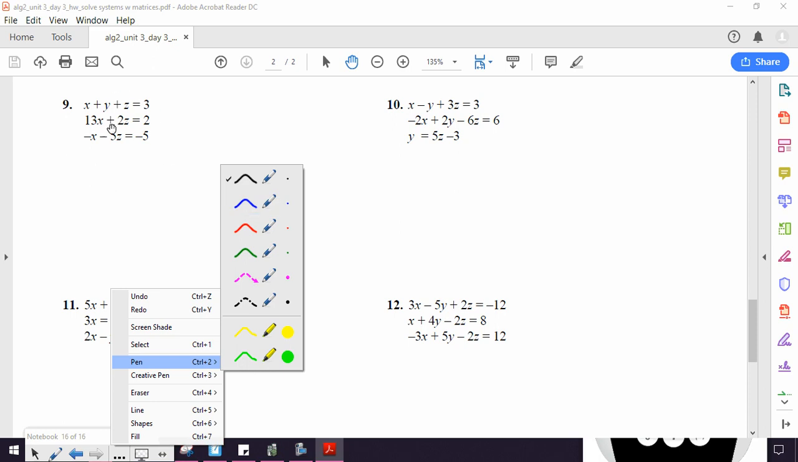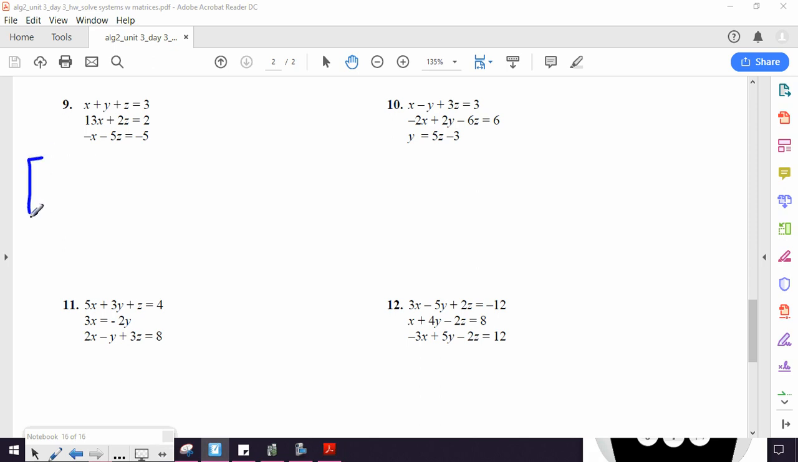The second equation is also written in standard form, but if you notice, y is missing. Same thing with the third equation, y is missing. So I don't have to add or subtract anything to each side, but I'm going to have to remember that y is missing when I'm writing my augmented matrix.